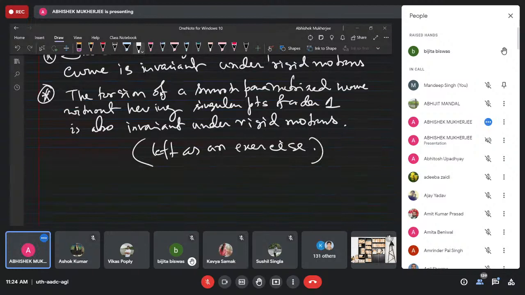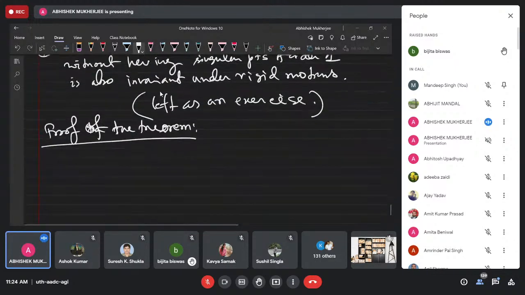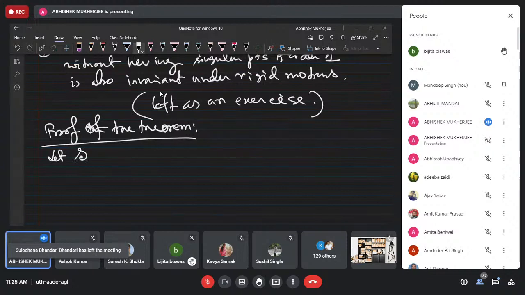Now, this is the right time to prove this theorem, the fundamental theorem of space curves. So let us start. Proof of theorem. So what is the scheme? Let us fix a point in the interval. Suppose you take s naught fixed.